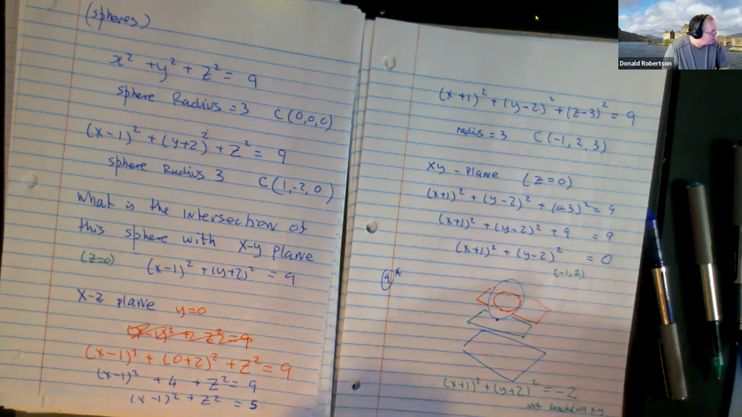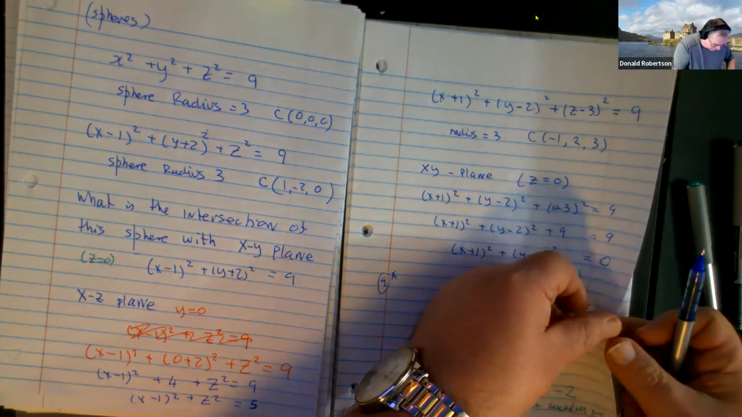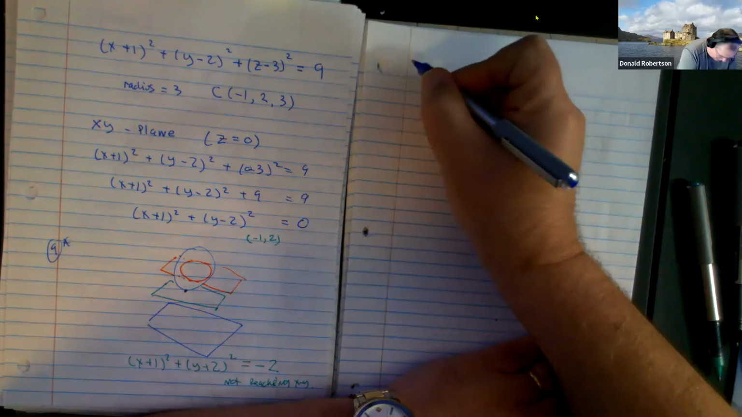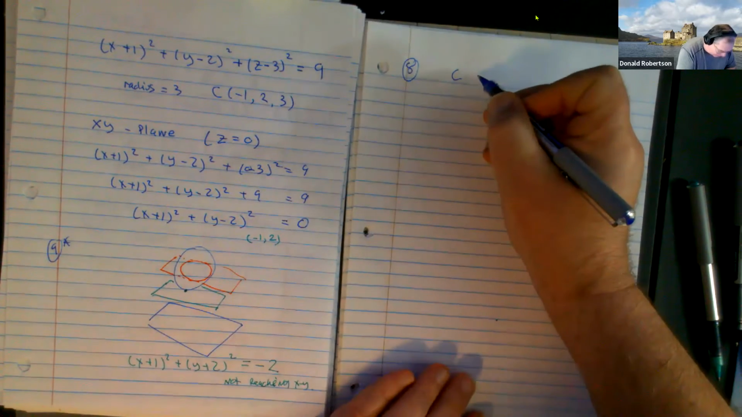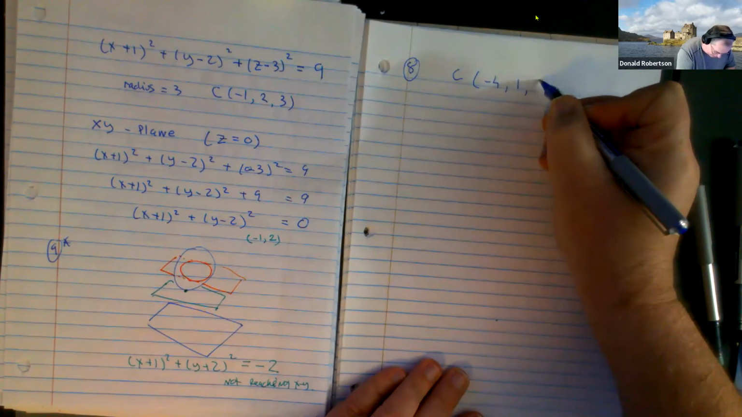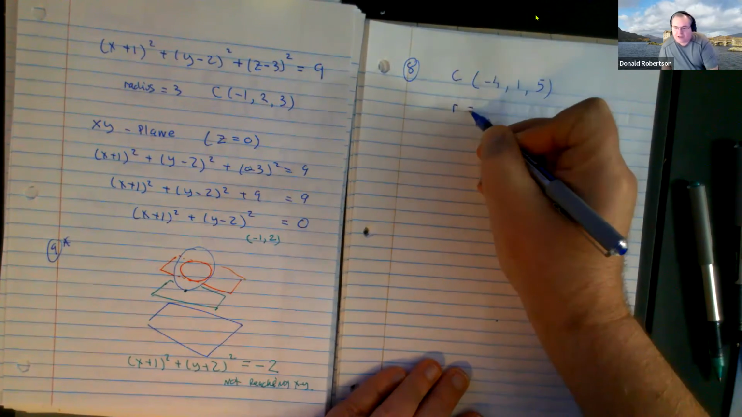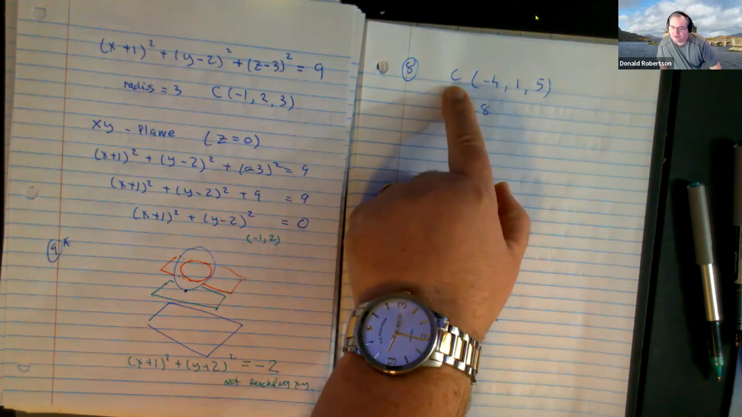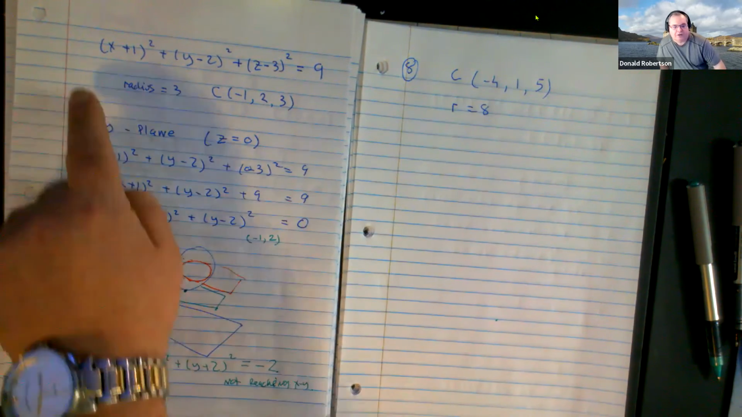And working backwards, here is an example, again, still on the spheres. This is an example of question 8. Hopefully it's a pretty obvious question. If I tell you the center and I tell you the radius, shouldn't you be able to create the equation of the sphere? So I'm telling you the center and I'm telling you the radius, and your job is to create the equation of the sphere, right?